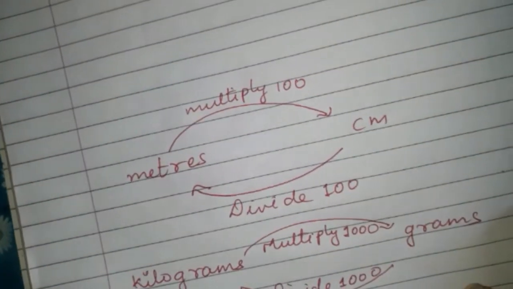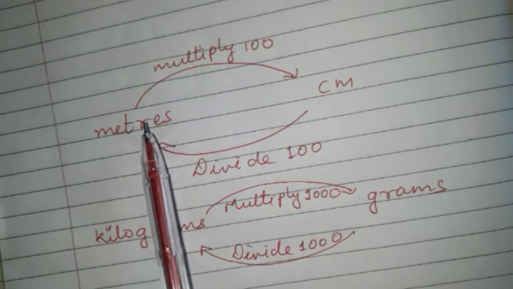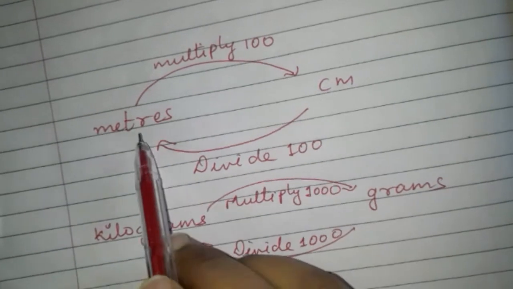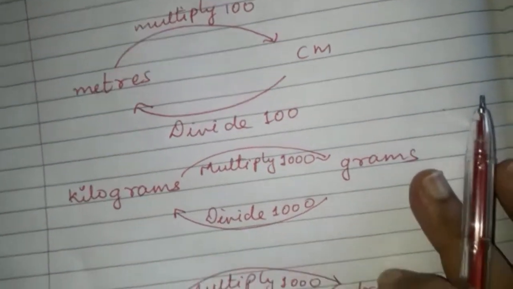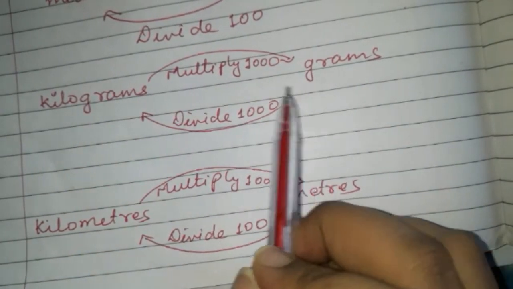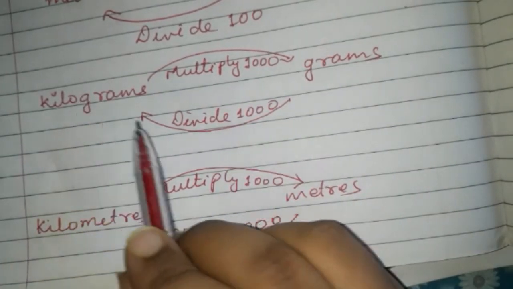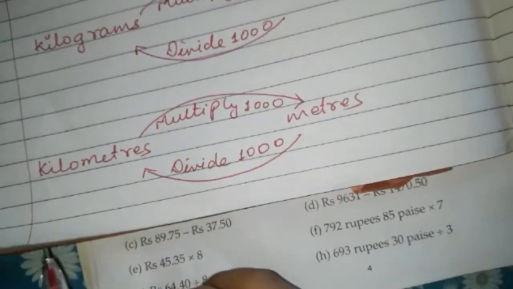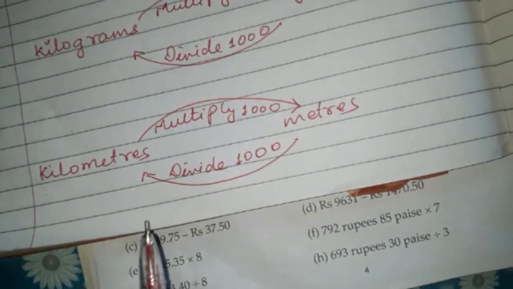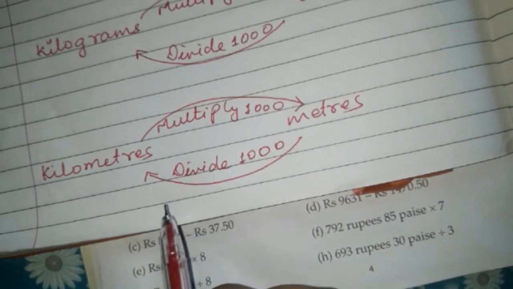So the thing we should keep in mind is that whenever we are converting meters into centimeters, we'll multiply the number by 100, and whenever we are converting centimeters into meters, we'll divide the number by 100. When we are converting kilograms into grams, we'll multiply the number by 1000, and when we are converting grams into kilograms, we'll divide the number by 1000. In terms of kilometers, when we are converting kilometers into meters, we'll multiply the number by 1000, and whenever we are converting meters into kilometers, we divide the number by 1000.